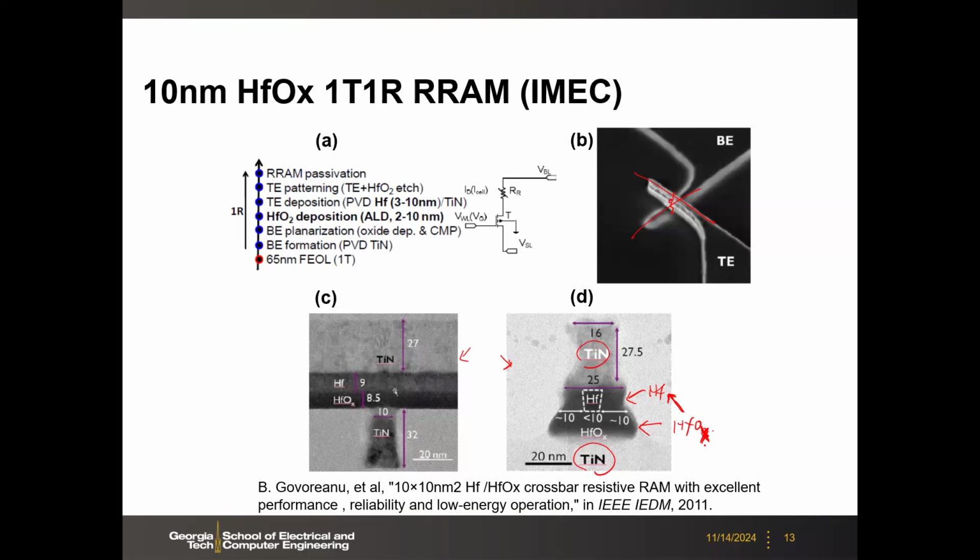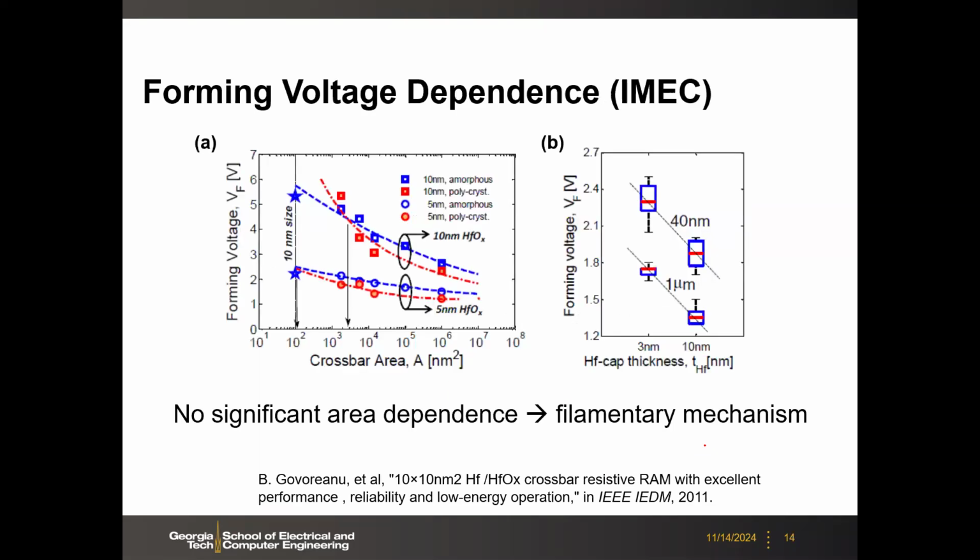So then let's look at the characteristics from the IMEC data. It varies the device area, because the smallest one here, we showed you the 10 nanometer by 10 nanometer. Of course, they have larger ones, for example, 1 micron by 1 micron. So they vary the area of the device and then measure the voltage.